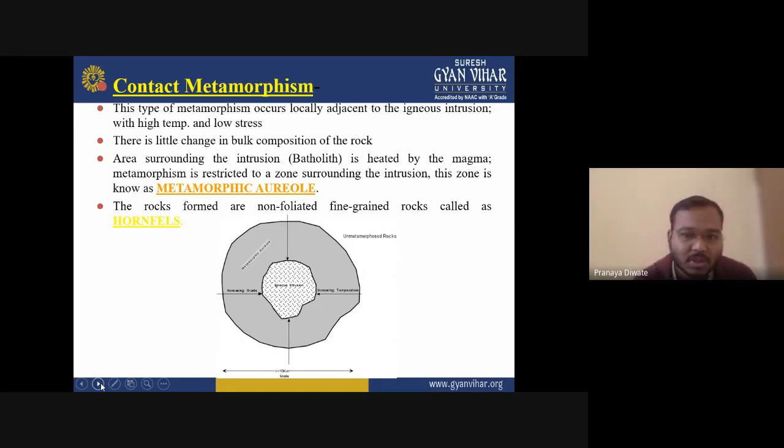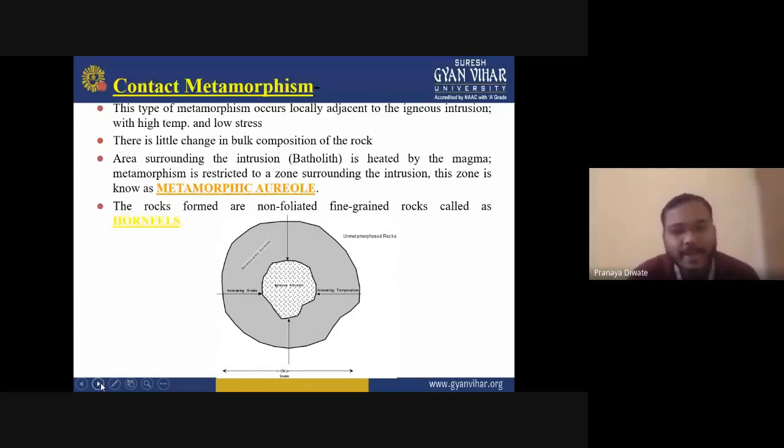Here, temperature is the main phenomenon which dominates in contact metamorphism. This type of metamorphism occurs locally adjacent to the igneous intrusion. There is little change in the bulk composition of the rock. The area surrounding the intrusion is heated by the magma. Metamorphism is restricted to the zone surrounding the intrusion. This zone is known as the metamorphic aureole.